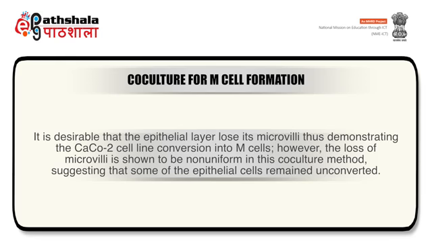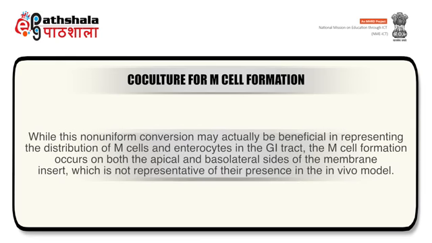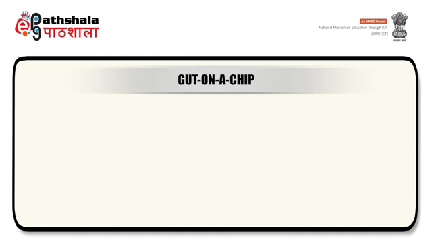cells remain unconverted. While this non-uniform conversion may be beneficial in representing the distribution of M cells and enterocytes in the GI tract, the M cell formation occurs on both the apical and basolateral side of the membrane insert, which is not representative of their presence in the in vivo model. Now we are talking about the last method.